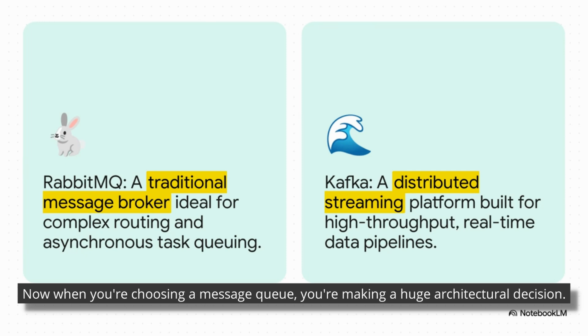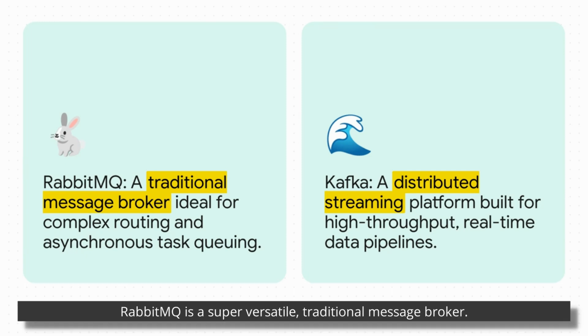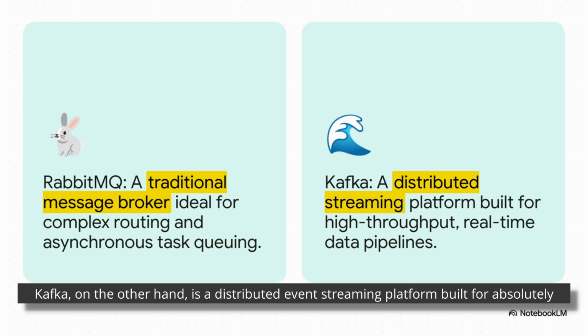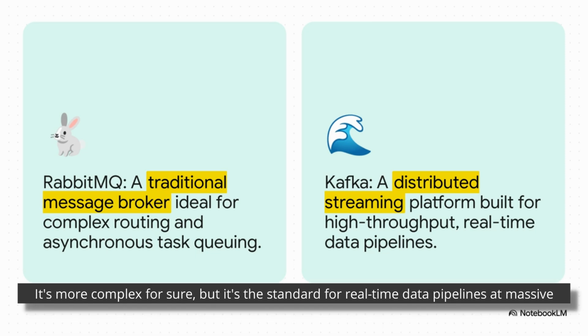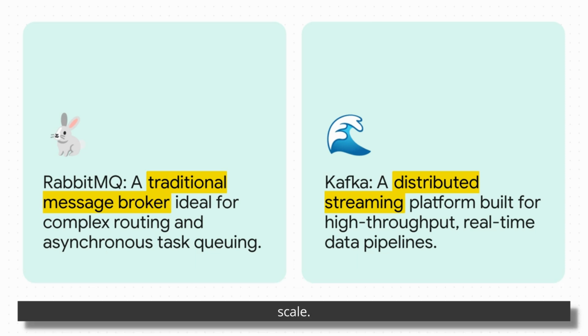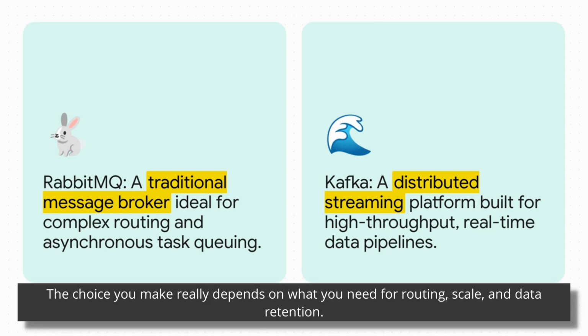Now, when you're choosing a message queue, you're making a huge architectural decision. RabbitMQ is a super versatile traditional message broker. It's great for complex routing and task queues. Kafka, on the other hand, is a distributed event streaming platform built for absolutely insane throughput and durability. It's more complex, for sure, but it's the standard for real-time data pipelines at massive scale. The choice you make really depends on what you need for routing, scale, and data retention.